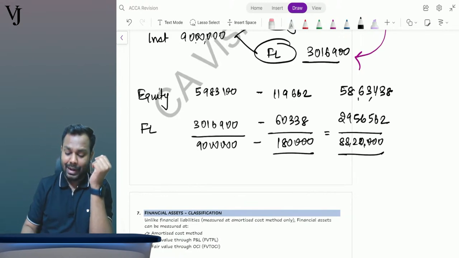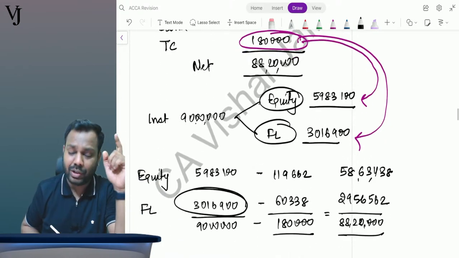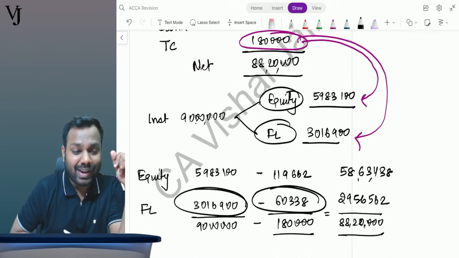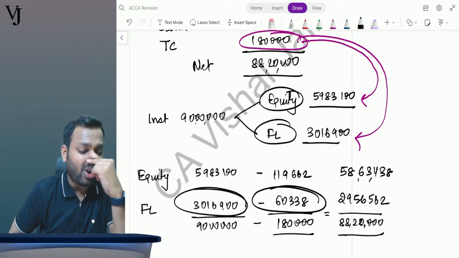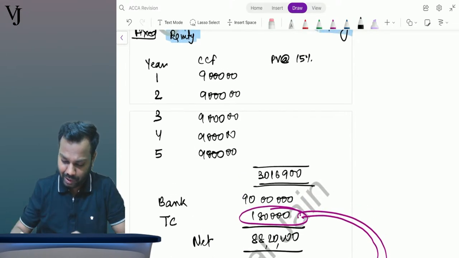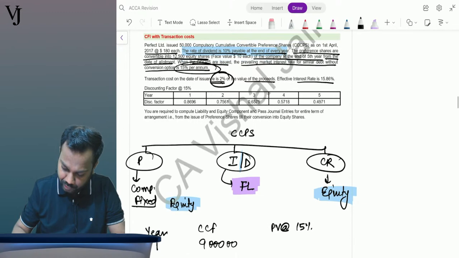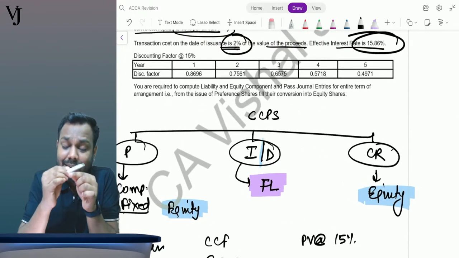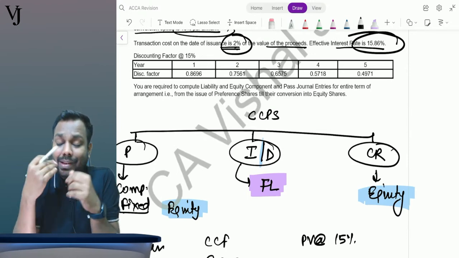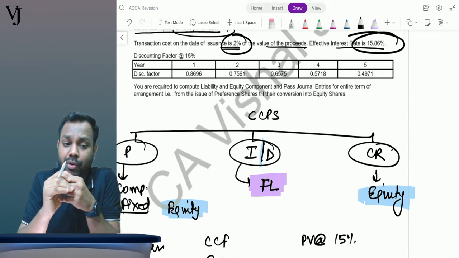Now for the financial liability, we calculated this financial liability of 301690 using the market rate of interest without conversion rights, but now I allocated a transaction cost also. Now if there is a transaction cost, I will need the effective interest rate. The question clearly mentions the effective interest rate here, 15.86. Now what you have to do is amortize the financial liability using the effective interest rate. Now on the settlement date, since it is compulsorily convertible into equity shares, what will you do?